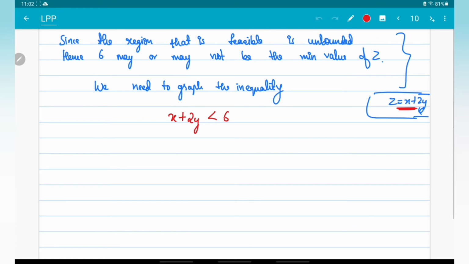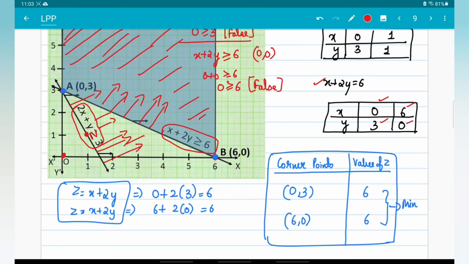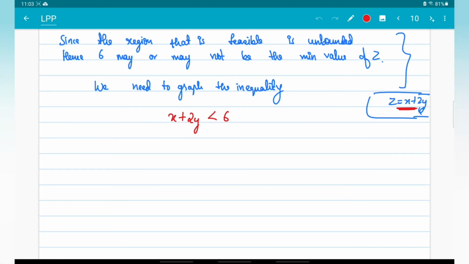Okay, now we wrote x plus 2y less than 6 because we are finding a further minimum value. But if they would have given us maximize, then we would have to find a further maximum value. Okay, so in that case we had to take x plus 2y greater than 6. Alright, so now we are going to plot this inequality x plus 2y less than 6 on the graph.